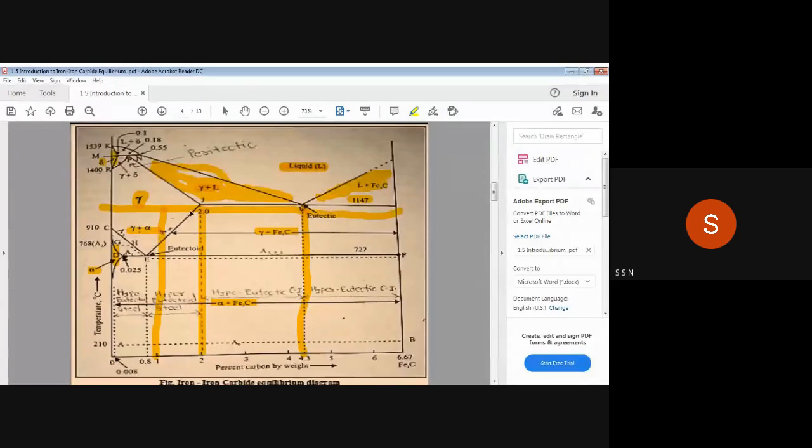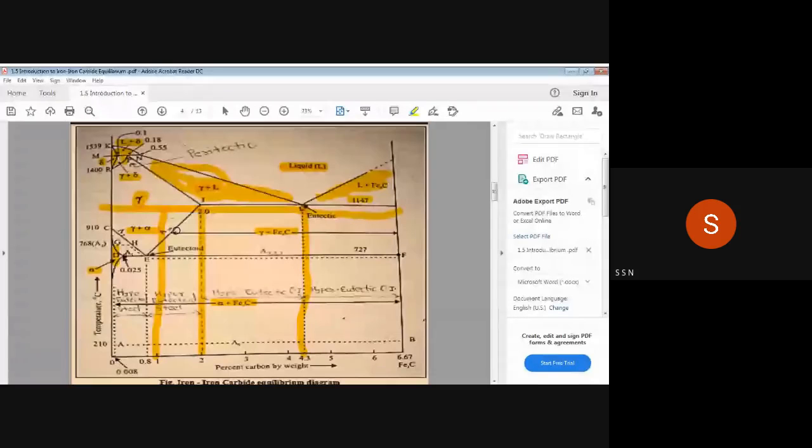Again here is liquid plus delta. In this portion it is liquid plus delta, that means liquid phase plus solid phase. Here one more phase is there, that is delta plus gamma, that means solid plus solid. So like that, different phases we are getting for different temperatures and for different compositions of iron carbide. Those we are studying in the iron carbon diagram, equilibrium diagram or phase diagram.